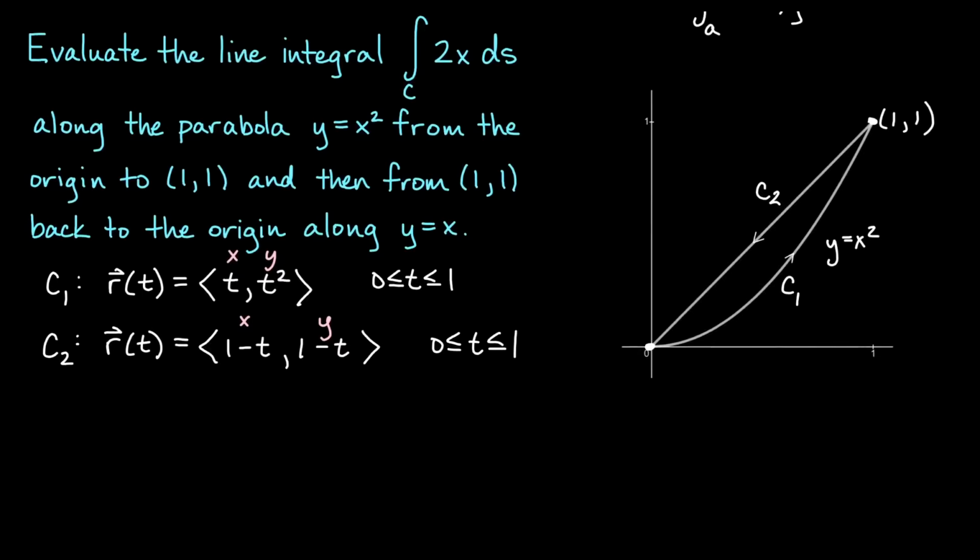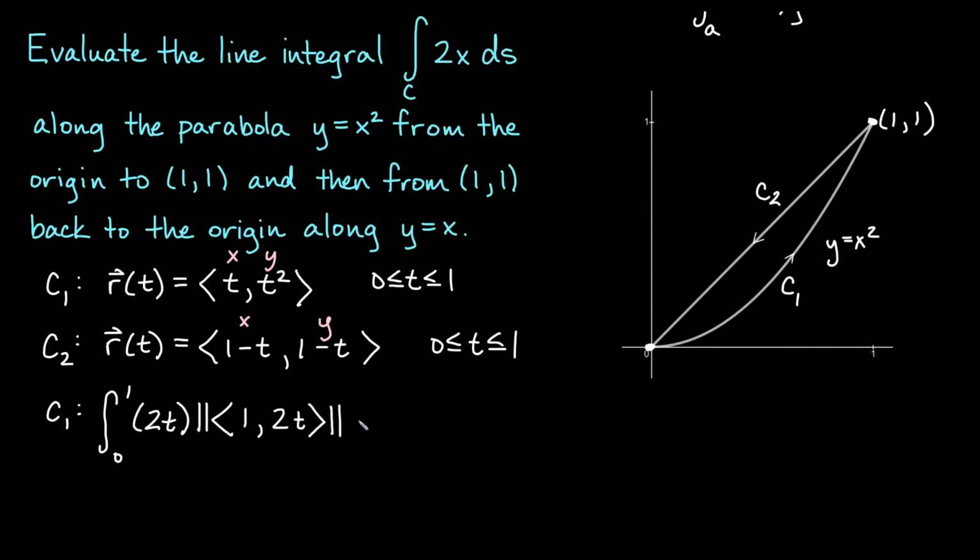Okay, so let's go ahead and set up this first integral here. So actually, C1, we would have our bounds are 0 to 1. And if my function is 2x and x is t, then that makes that 2t. And remember that ds is the magnitude of r prime of t dt. So the magnitude of r prime, what is r prime for this first one? Well, if I take the derivative of t, I get 1. And if I take the derivative of t squared, I get 2t.